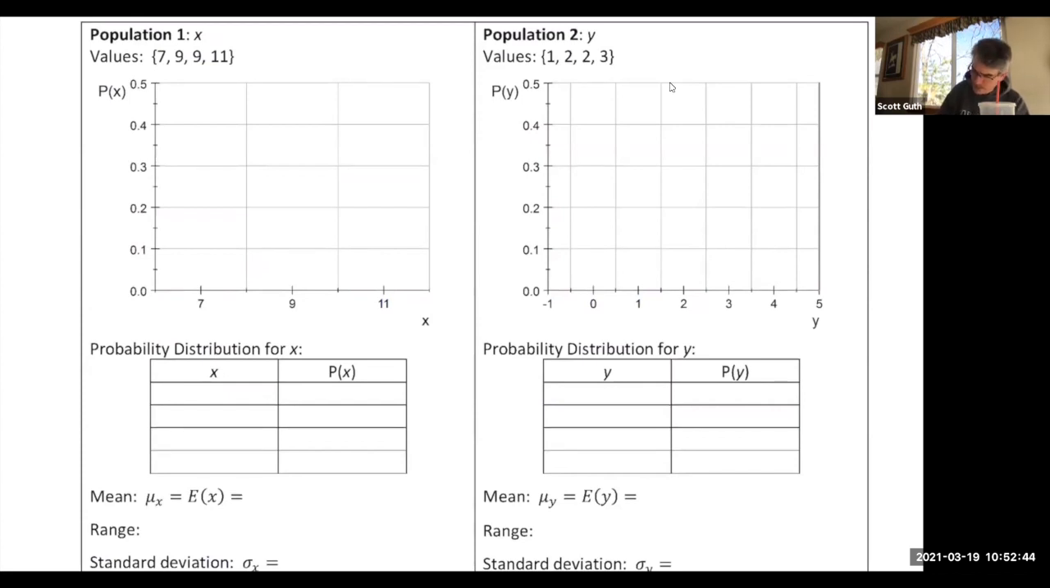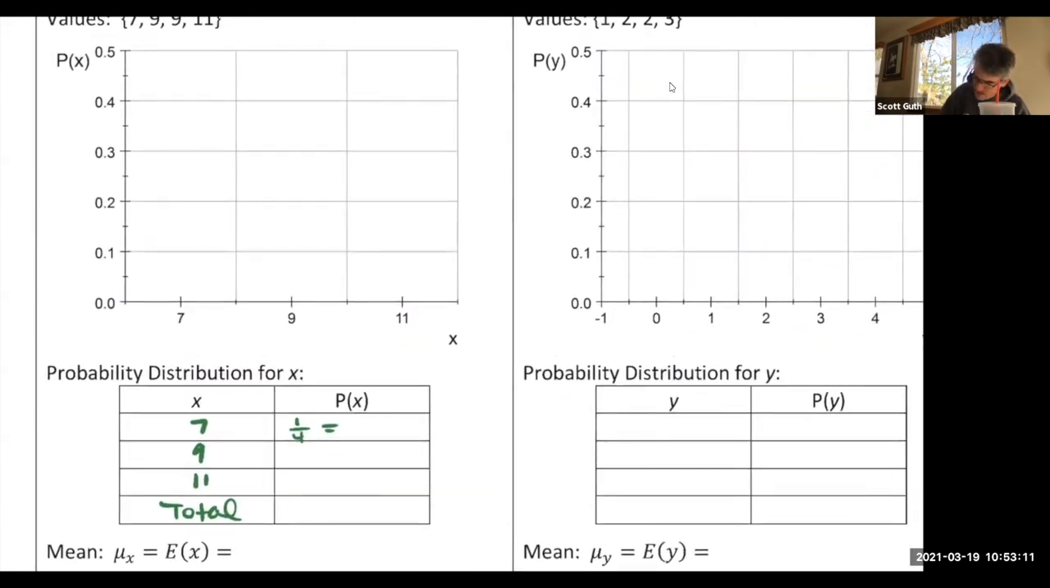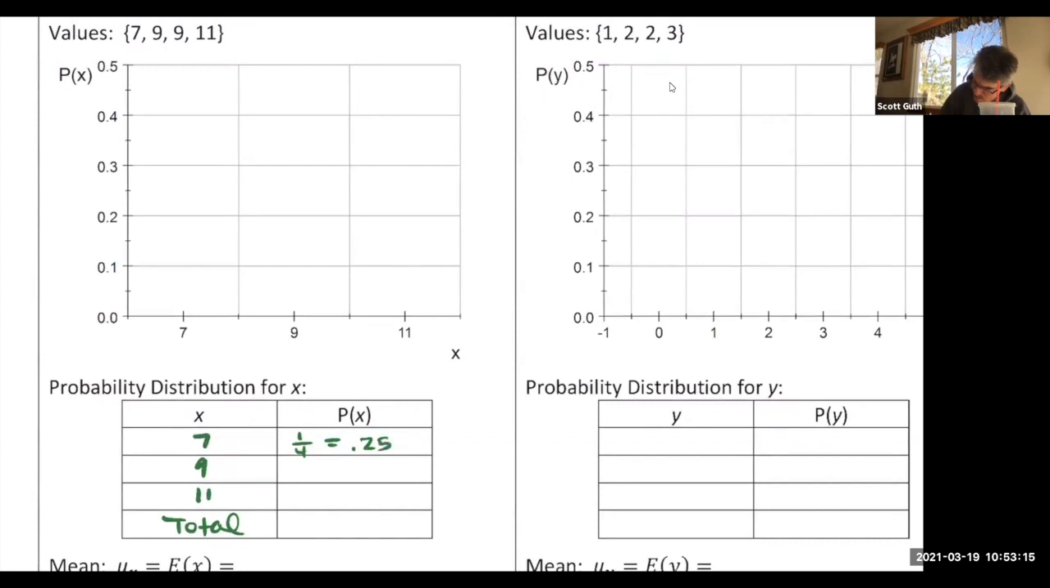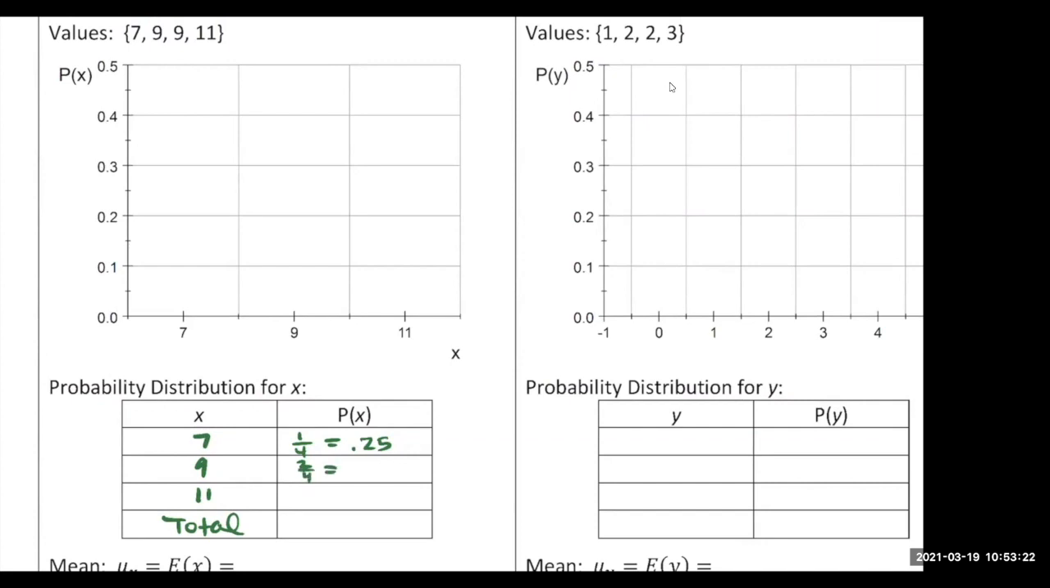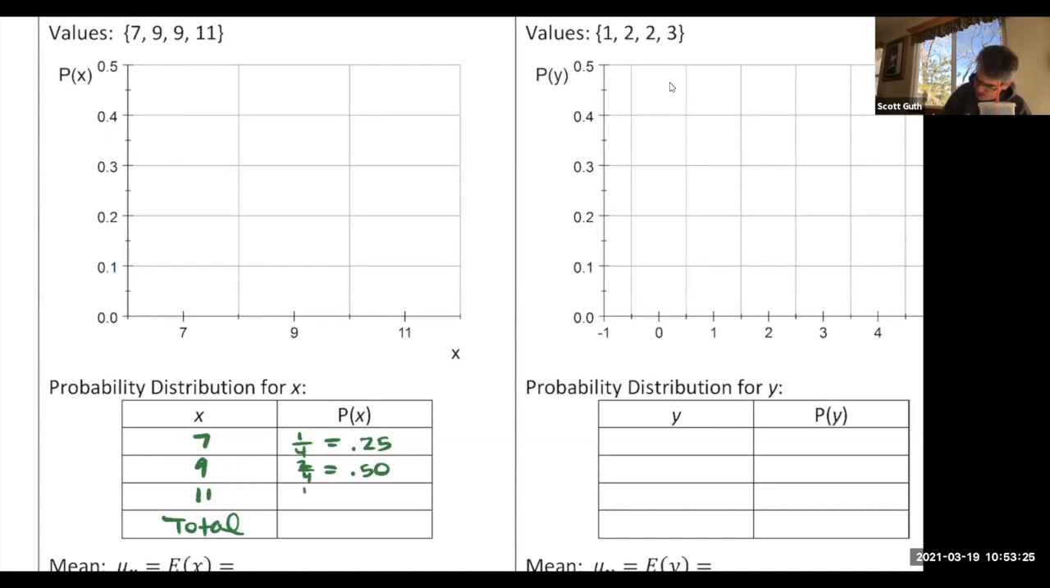So the values are 7, 9, 9, and 11. So I'm just going to do the values of 7, 9, and 11. Okay, and if I want, I can have a total row down here. So 7 occurs 1 time out of 4 in the population, so that's 0.25. The 9 occurs 2 times out of 4, so that's a higher probability, 50%. And the 11 just occurs 1 time out of 4, so again, that's 25%. And of course, they add up to 1.